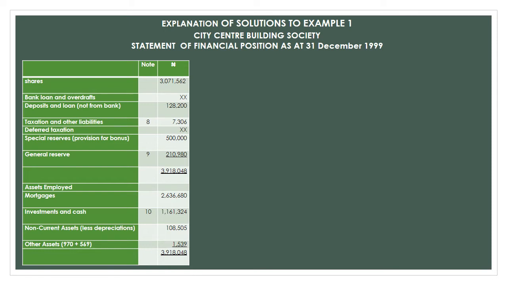Anything you didn't see a note against, that means it's the absolute figure from the trial balance. Anything you see a note against, that means there are some adjustments that have been made based on the additional information given. So you have the total of the capital and liabilities of 3,918,048. Then the assets, you have mortgages, you have investment and cash, you have non-current assets less depreciation, and you have other assets. So the total of it should be equal. At the end of the day, you should have the same balance. So let's now give an explanation of the notes so that you understand how these figures were derived.